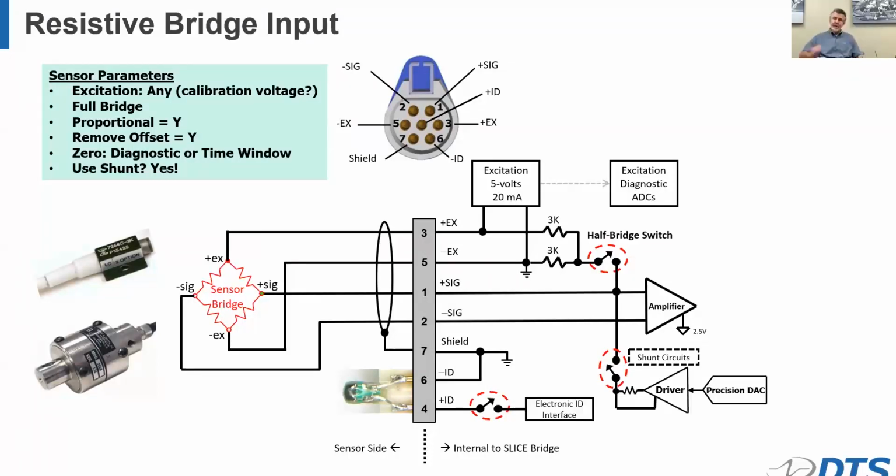These are full bridges. As I mentioned, the output's proportional to excitation. You generally want to remove the offset. You can zero it just about any way you want. And yes, please use the shunt test.